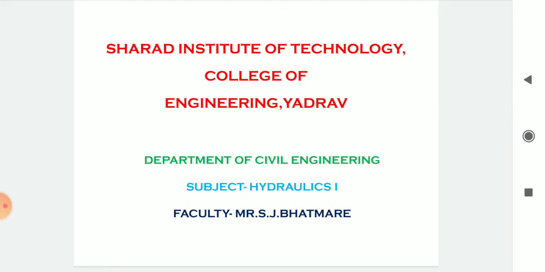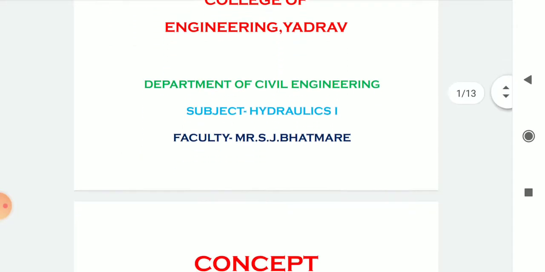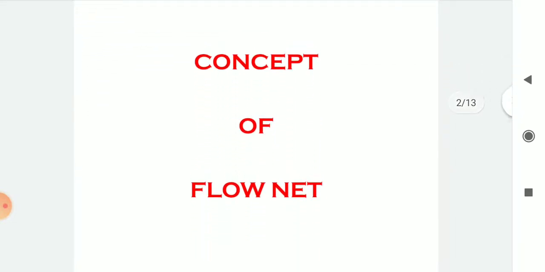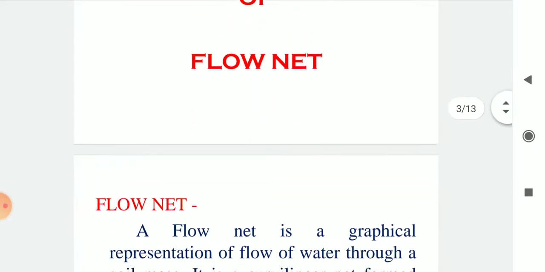In this lecture, we are going to discuss the flow net. In fluid kinematics, we already discussed velocity potential and stream function. In this lecture, we are going to discuss the concept of flow net. What do you know about flow nets? What are the applications and what are the properties of flow nets? We are going to discuss them in this lecture. Okay, so let's start with the flow net.